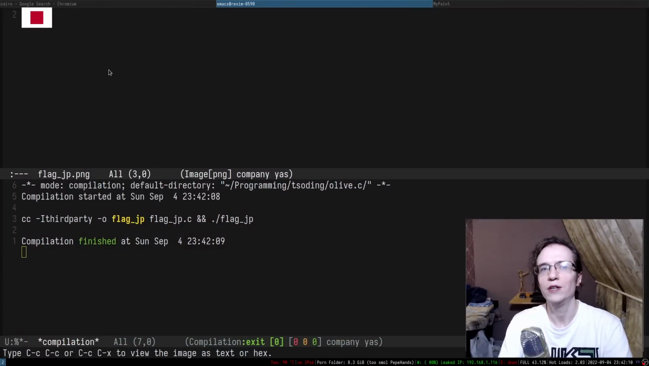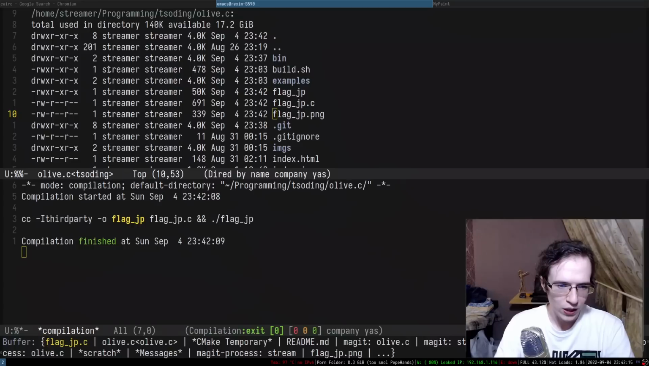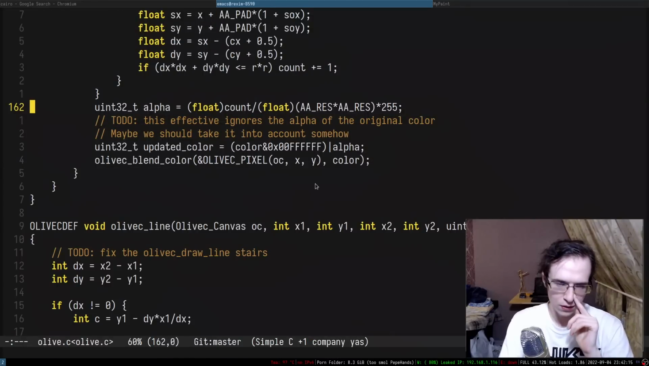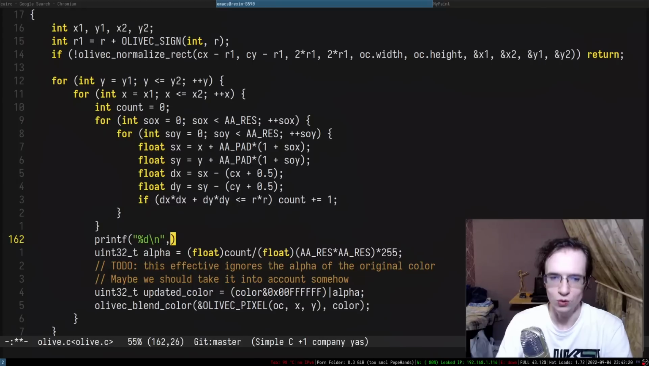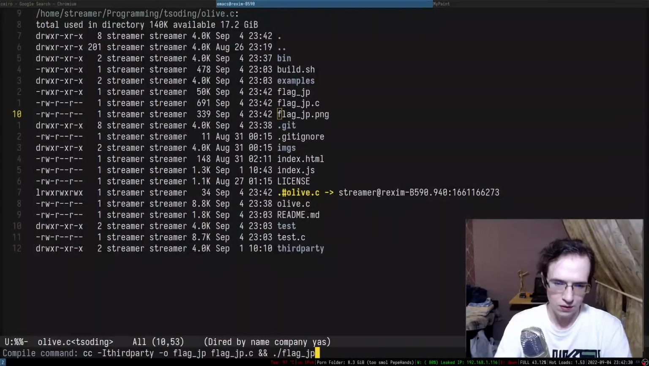So we have now a very small flag. The reason why I reduced the resolution of this entire thing is because I want to literally print the count for each individual pixel. I just want to see what's going on in there. So what kind of counts do we even have there?